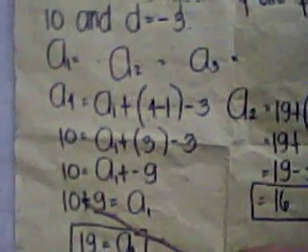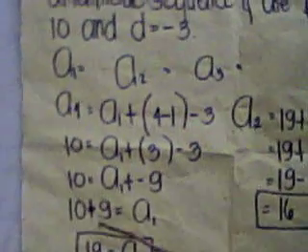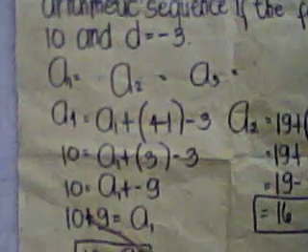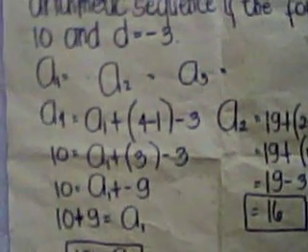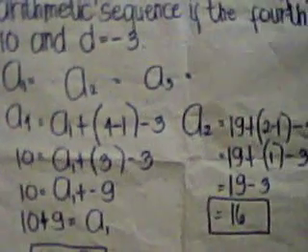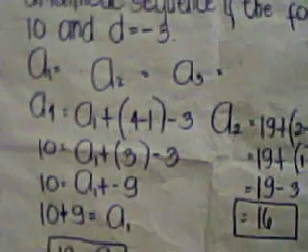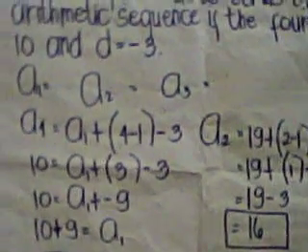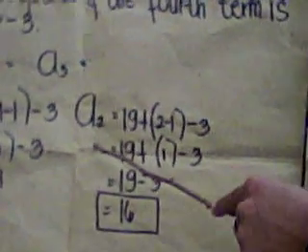It becomes positive, and I will follow the sign, so it is added. 10 plus 9 equals 19. I copy the a sub 1, and this is our first term. The a sub 1 is equal to 19. Okay, let's go on to our next example.